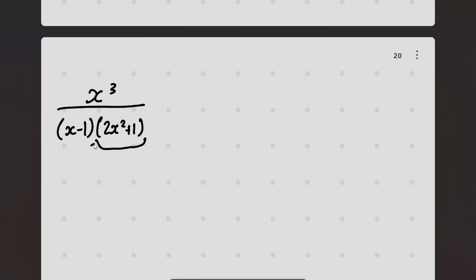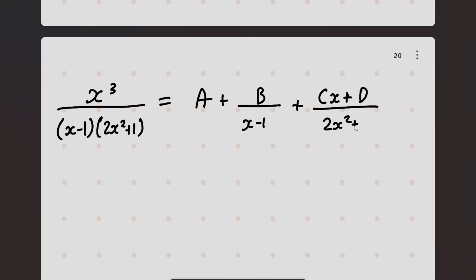Now in this case, we have an irreducible quadratic fraction. What I want you guys to do is just solve this on your own before I show you the working. We're going to do this the same way we have done for the other two questions, but this time we're going to involve the type 3 format. So we're going to have a plus b, x minus 1 plus cx plus d over 2x squared plus 1.